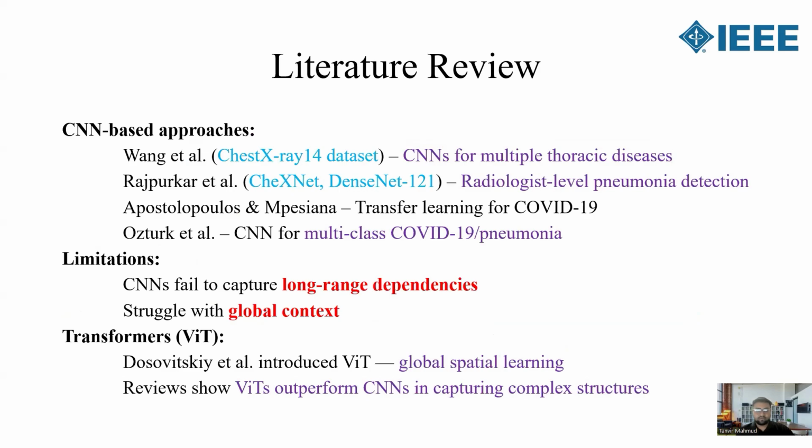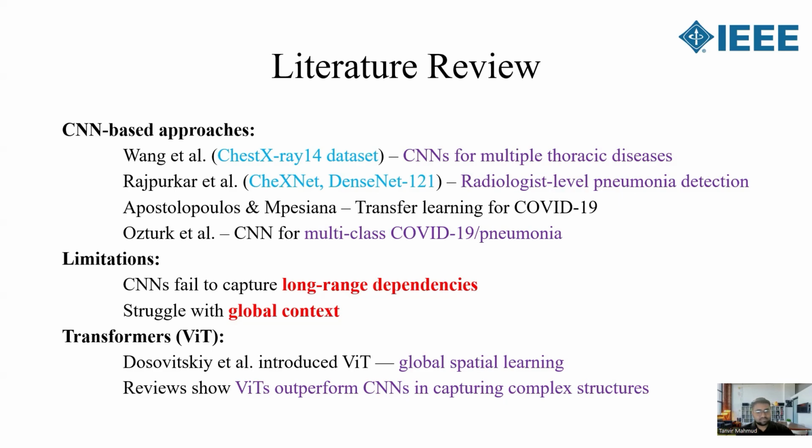Let's move into the literature review. Several studies have used convolutional neural networks, or CNNs, for thoracic disease classification. For example, Wang et al. developed a chest X-ray dataset for multiple diseases. Rajpurkar et al. introduced CheXNet, which achieved radiologist-level pneumonia detection. Other researchers like Apostolopoulos applied transfer learning for COVID-19 and multi-class classification.